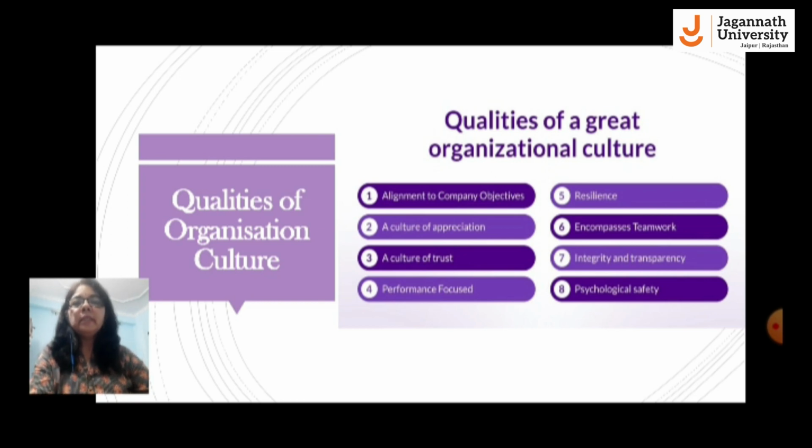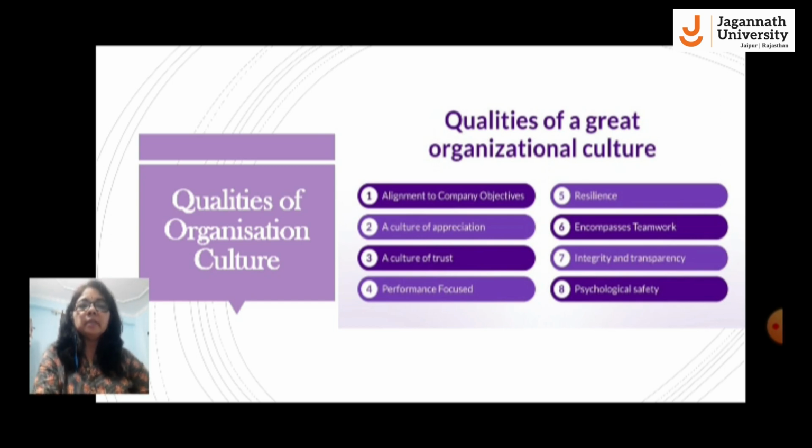Now, what are the qualities of a great organization culture? So definitely we have discussed in the flow of organization culture that overall performance is the final outcome. Now, whether that overall performance is effective or ineffective depends on the type of organization culture that particular organization has. So, what kind of cultural traits or characteristics do great organizational cultures have? So, these are alignment to company objectives first of all, and a culture of appreciation.